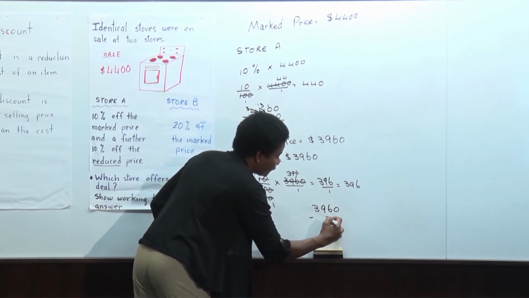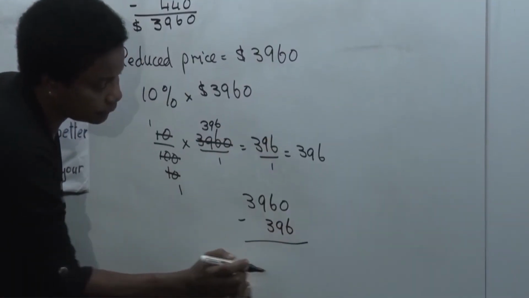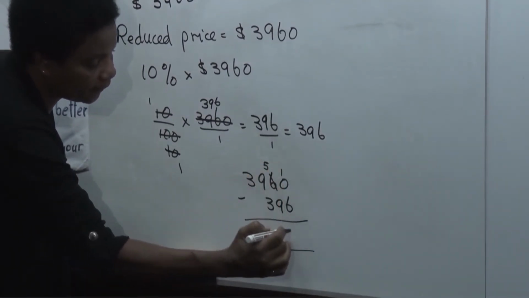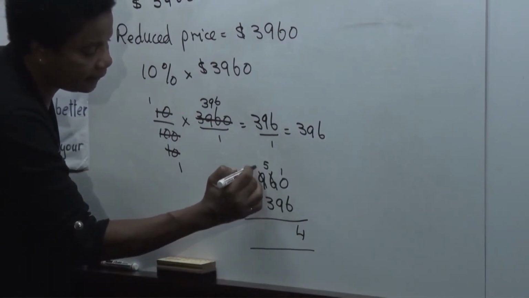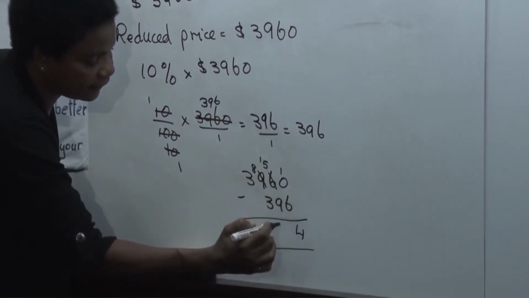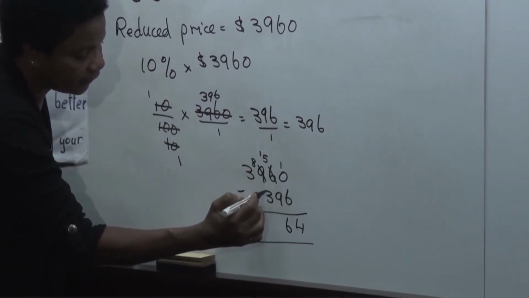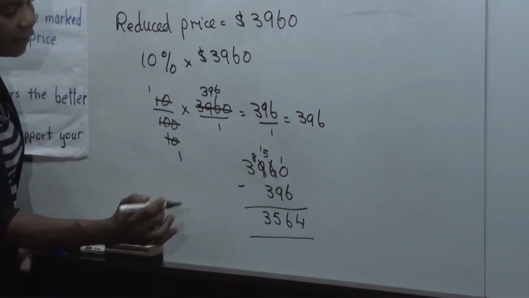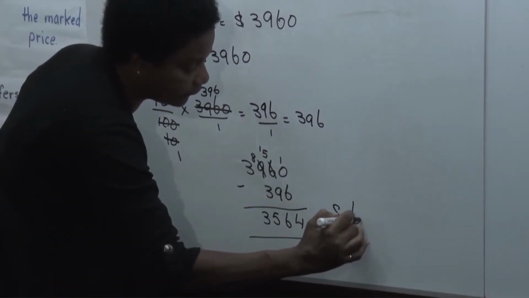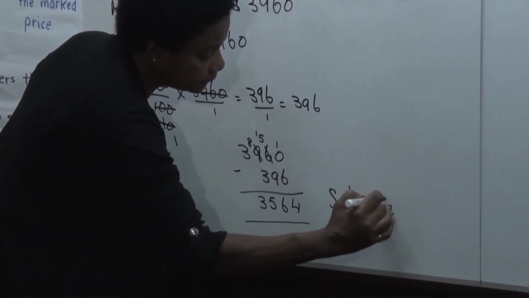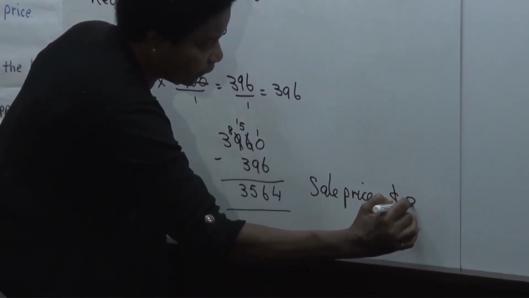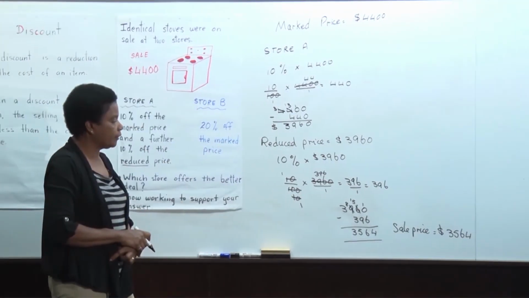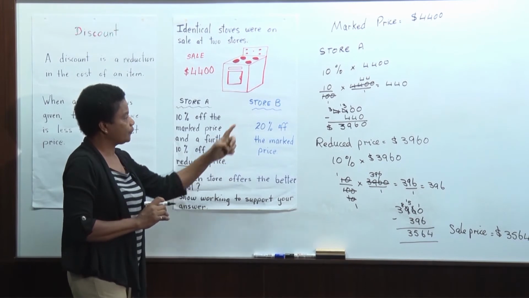We're going to subtract 396. 0 take 6 cannot. We're taking from the tens column. That's a 4. 9, that's an 8. 15 take 9 would be 6. 8 take 3, 5. 3 take nothing, 3. So our final price, or our sale price at store A is $3,564. Are we in agreement? Let's go to store B.